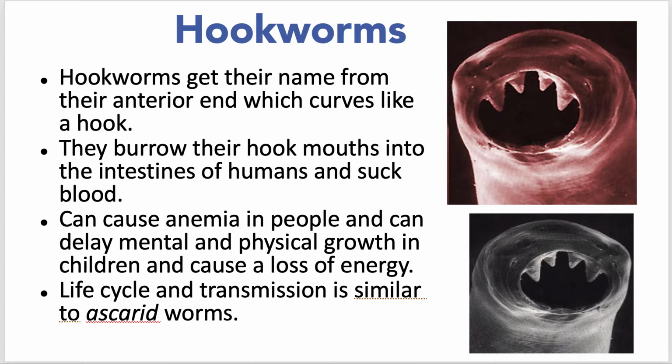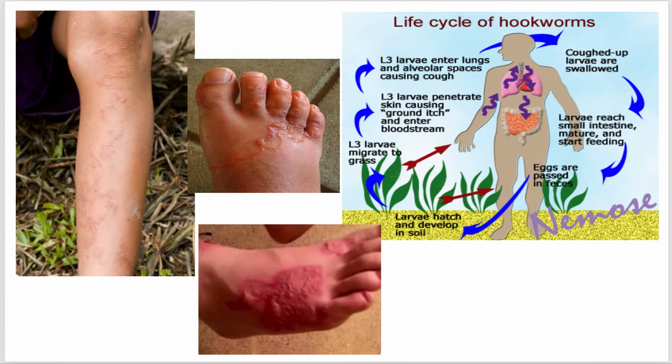All right. Moving on, the next one is hookworms, and hookworms get their name from the anterior end, which is curved like a hook. And there's some close-up photos, and they're just kind of funny looking to me. So they'll burrow their hook mouth into the intestines of humans and suck blood. It can cause anemia in people and can delay mental and physical growth in children and cause a loss of energy. The life cycle of these guys and transmission is very similar to the ascarid worm that we just mentioned on the last slide. So same kind of deal, so we won't rehash that. Here's some pictures of hookworms that have migrated near the skin of people.